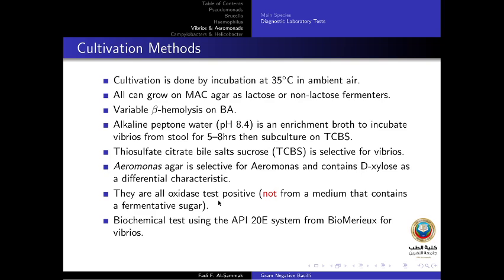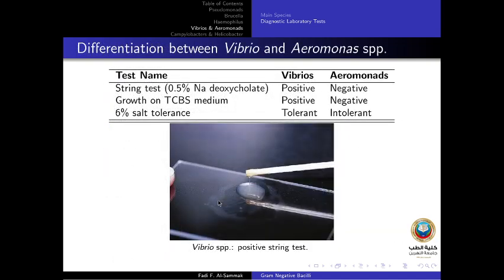For the biochemical tests, we can use the API system, API 20E for Enterobacteriaceae, from bioMérieux for Vibrios. Serogrouping, or serotyping, of Vibrios can be based on the presence of different somatic O antigens, and we said there are about 206, but only O1 and O139 are responsible for cholera.